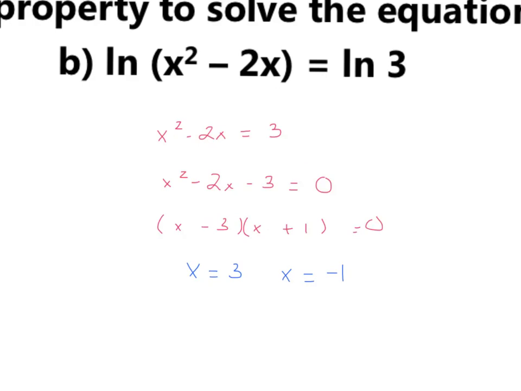Please note that you must plug these solutions back into the given and make sure that it works, because sometimes you end up with an extraneous solution, a solution that does not work in the given. When I plug these back in, they both work. 3 squared, 9. 2 times 3, 6. 9 minus 6, 3. Both of them check out. I can take ln of 3 in my calculator. -1 squared, 1. -2 times -1, 2. 1 plus 2 is 3. So they both work. So my solution set is -1, 3.